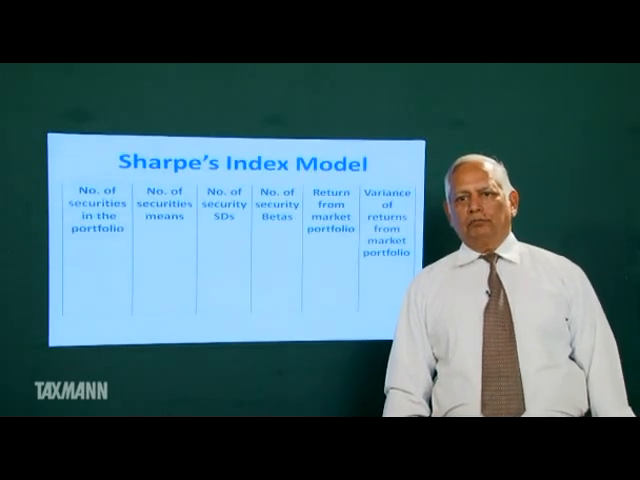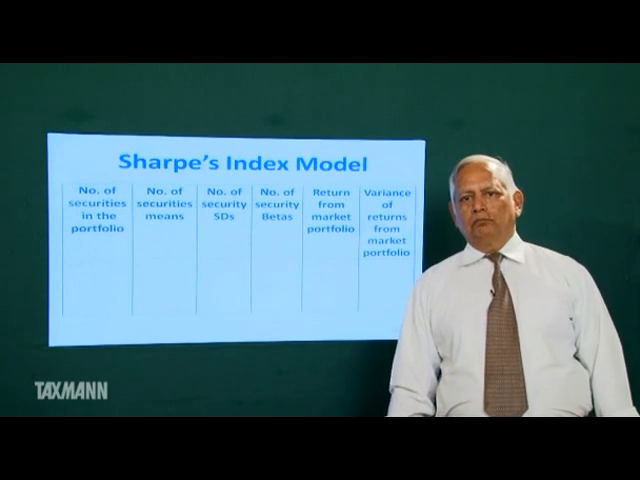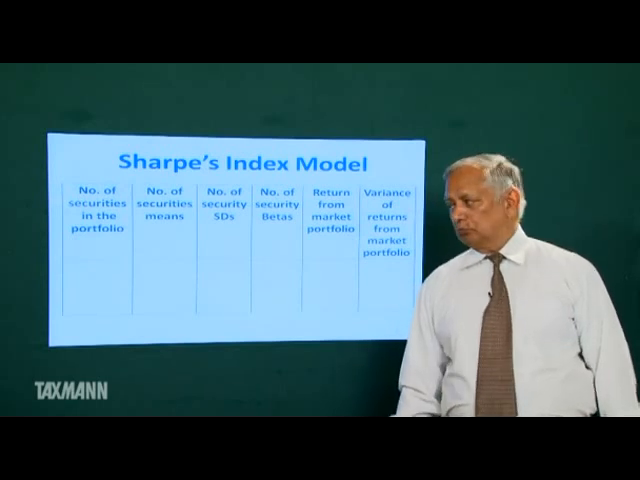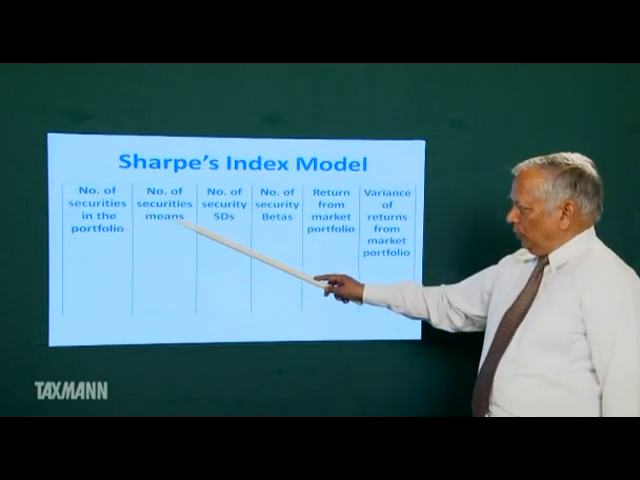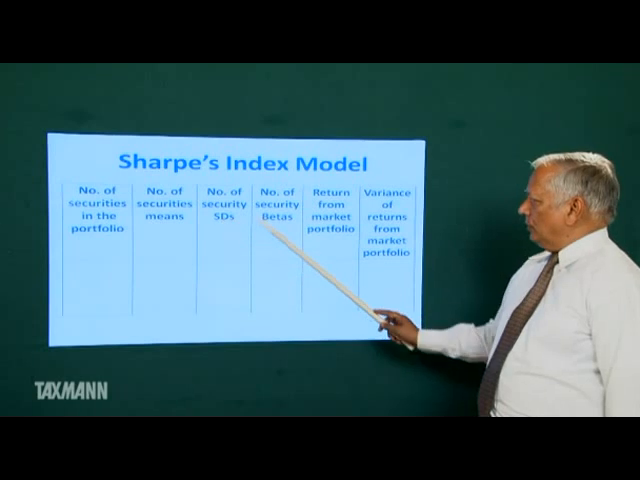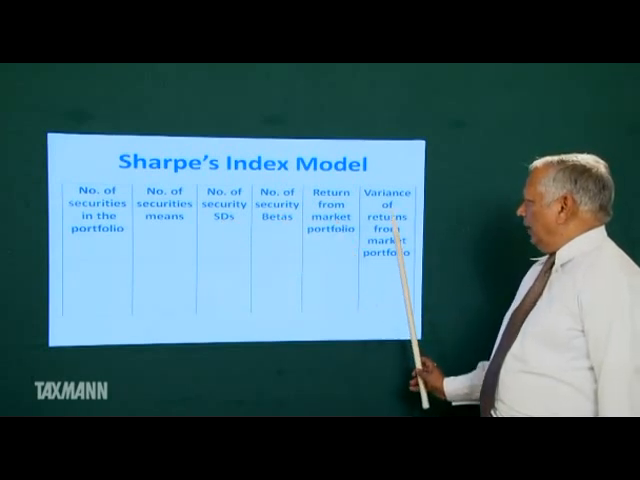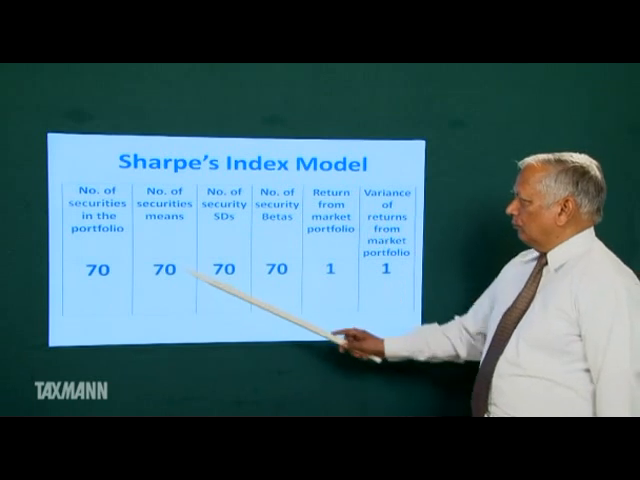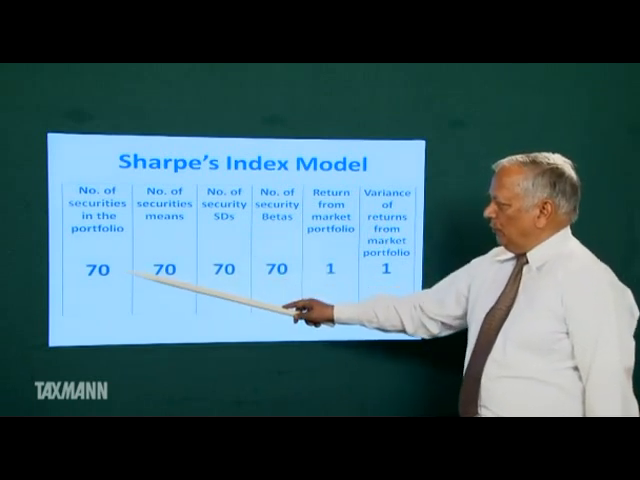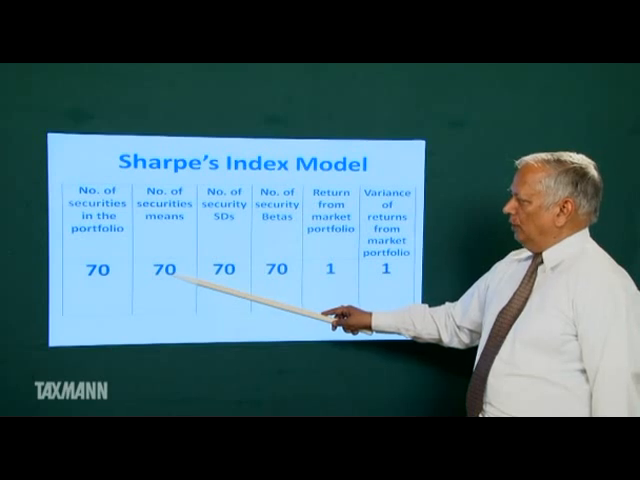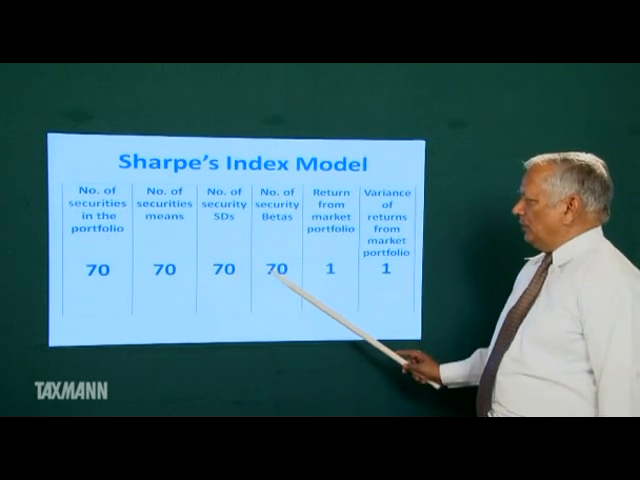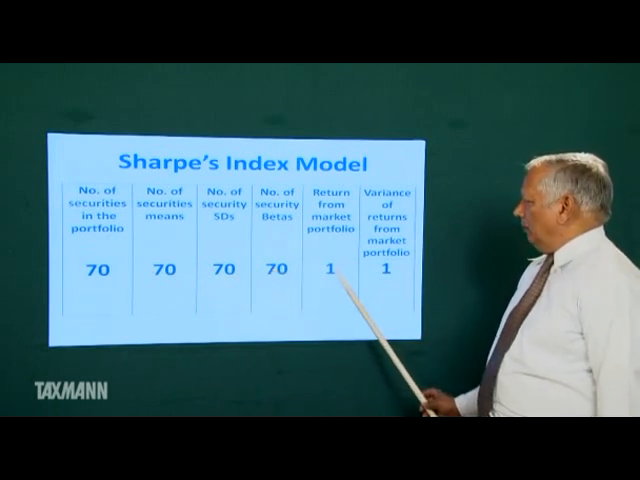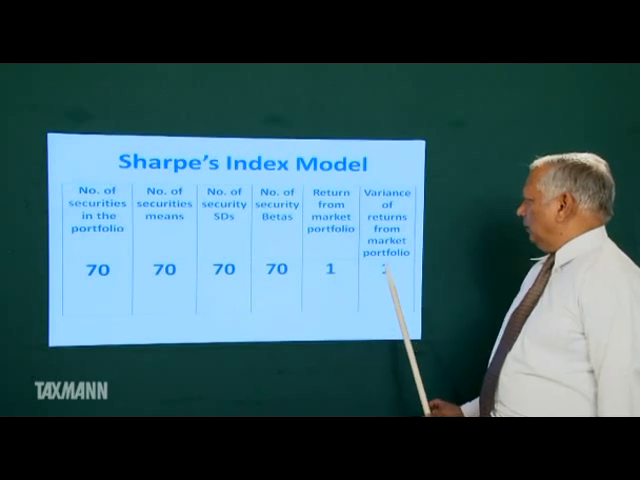Sharpe: number of securities, mean returns, standard deviations, betas, RM, variance of market portfolio. If there are 70 securities, we require mean of each security. So 70 means. We require standard deviation of each security. So 70 standard deviations. We require beta of each security. So 70 betas. RM 1 or variance of return from market portfolio 1.